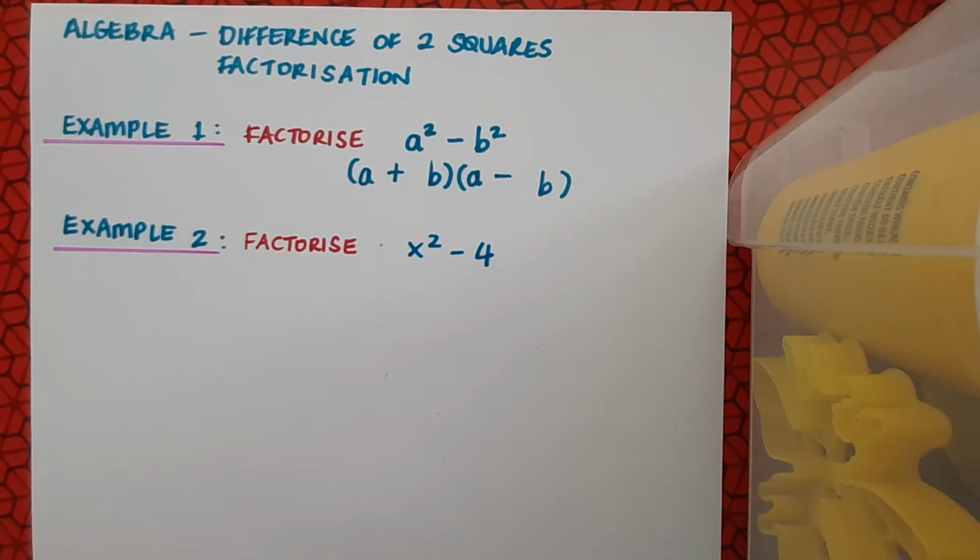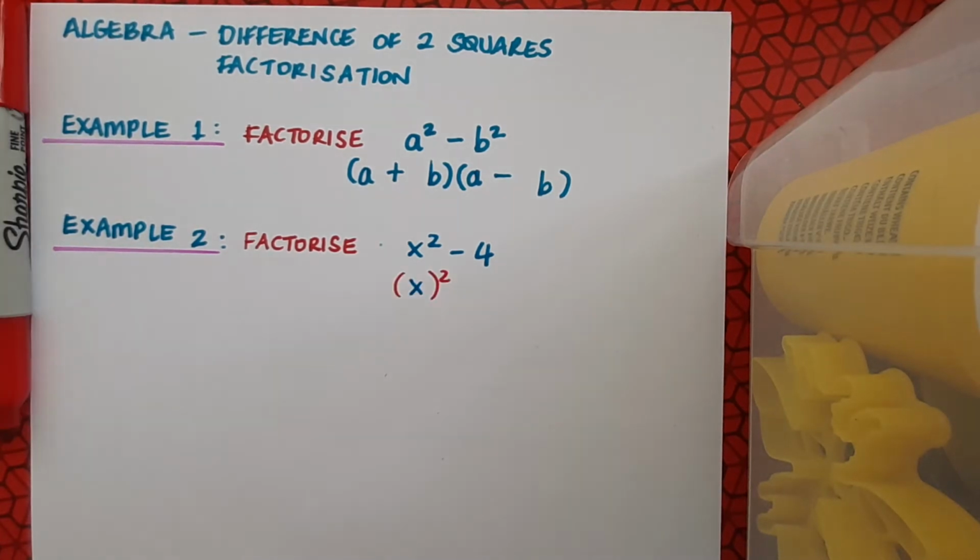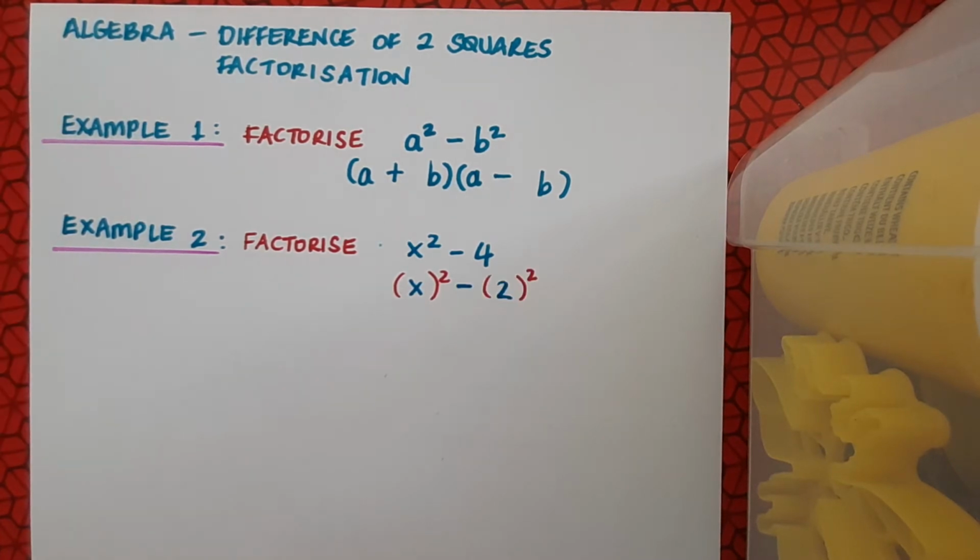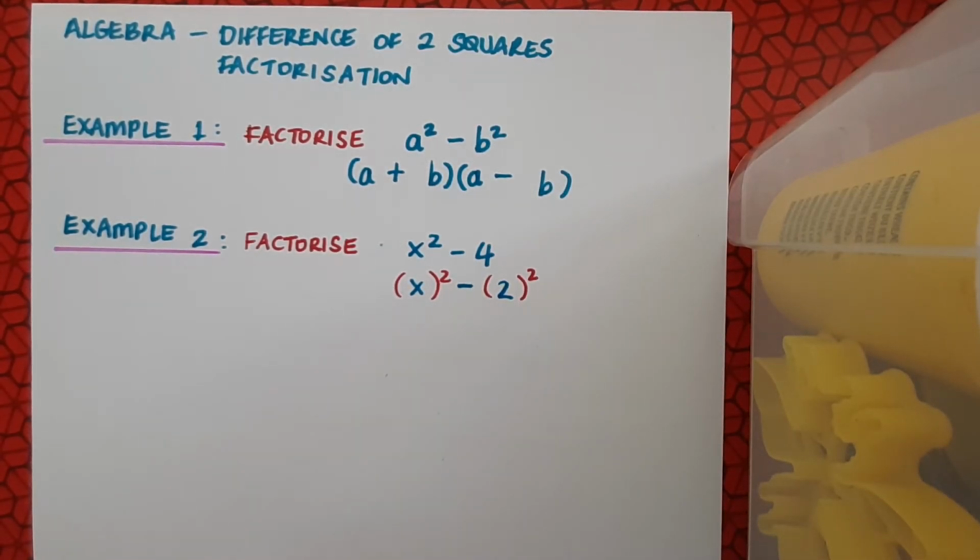So in example 2, I want to factorise x squared minus 4. So like I said previously, it's a good idea to identify first of all what's being squared. But in this case, obviously x is being squared. But what about the second term? What do I square to get 4? 4 is 2 squared. Now I haven't factorised yet, even though I've written down some brackets. I've just identified what's being squared to make it easy for me to complete the final line of my factorisation.